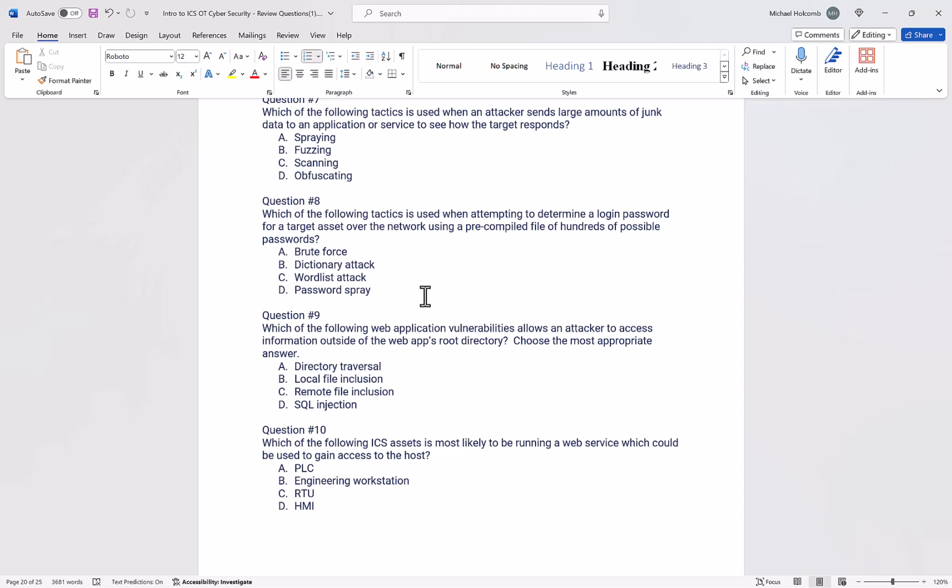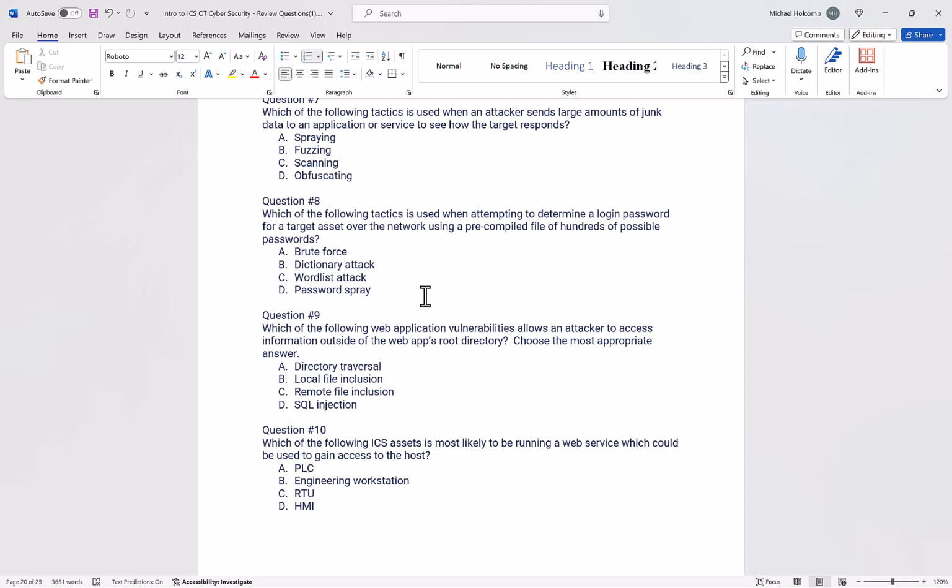But which of the following web app vulnerabilities allows an attacker to access information outside of the web app's root directory? That's called, as you might guess by the name, directory traversal. You can hit a web server and maybe it actually lets you jump directories to where you could go to things like pulling up a command prompt on a Windows machine through a web app. It's a lot of fun when you're able to do that and run commands through a web application. When I'm doing web app pen testing, that's kind of the holy grail for me. That's where you have a lot of fun.